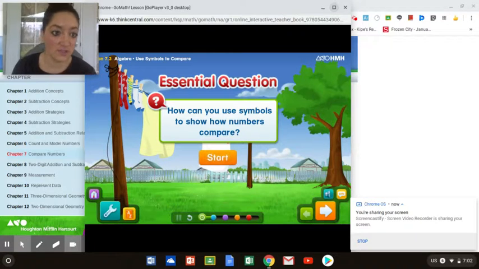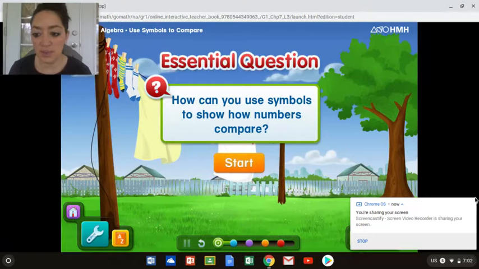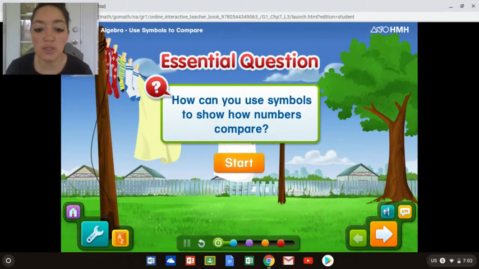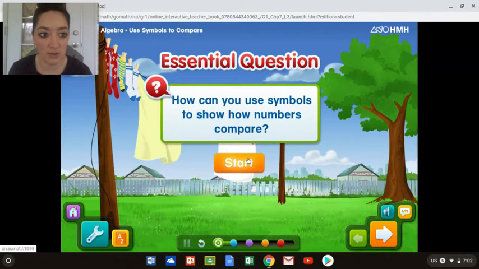All right, first graders, now we're going to switch to math. So we have been talking about numbers and greater than and less than numbers. Now today we're going to talk about how you can use symbols to show how numbers compare. So we're going to be talking about the different symbols that we can use. So let's go ahead and take a look at this.